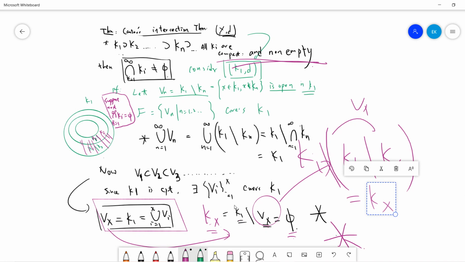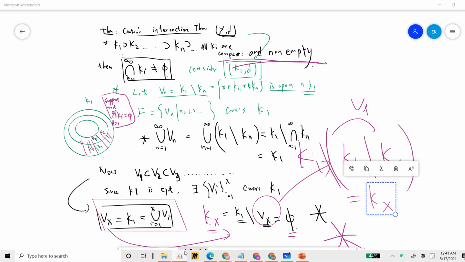The next time, we will prove that sequential compactness and compactness are equivalent in a general metric space, and I think seldom people talk about it.